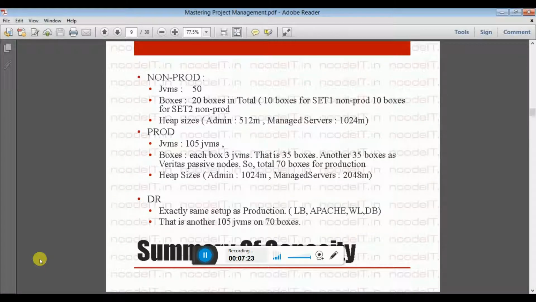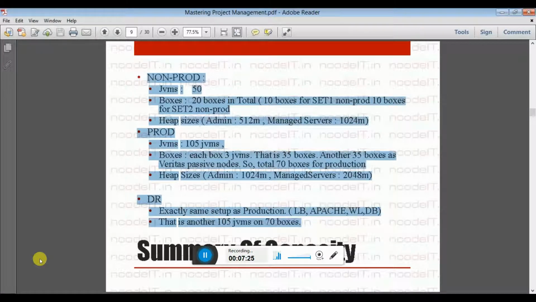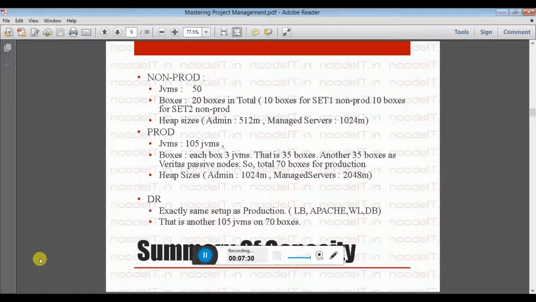Then these are the sizes. Make sure you have a proper list of sizes that you should take care of. So remember all these sizes and everything.